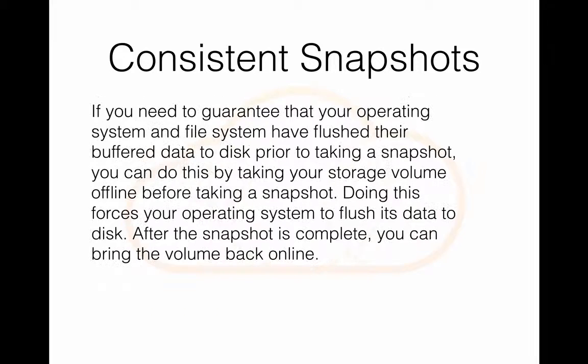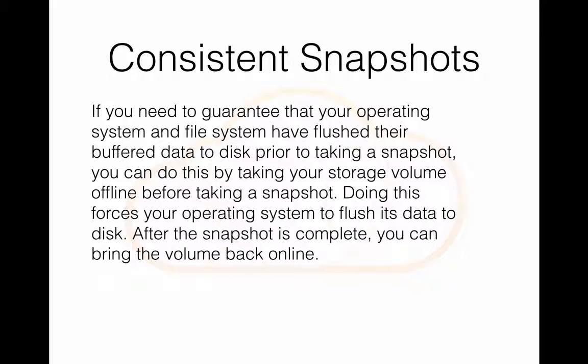So the easiest way to guarantee that your operating system and file system have flushed their buffered data down to disk is to take it offline. Essentially you shut down the virtual machine. By doing this, you're forcing your operating system and your applications to flush all the data down to disk. Once that virtual machine is turned off, you take a snapshot, and once that snapshot is complete, you can bring the virtual machine back online, and that volume would have then been replicated to S3.